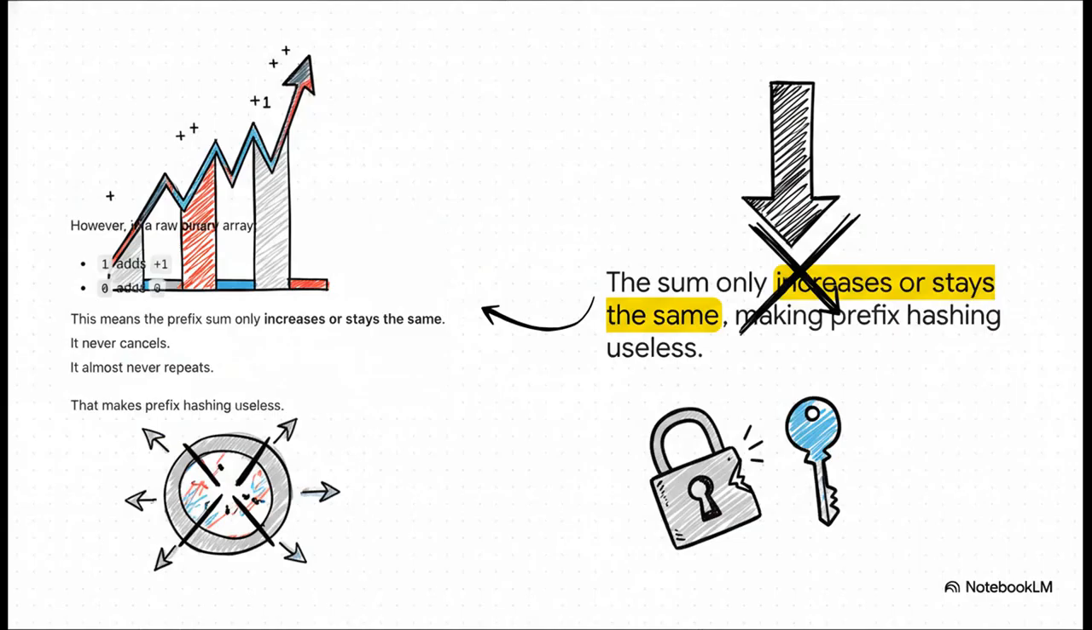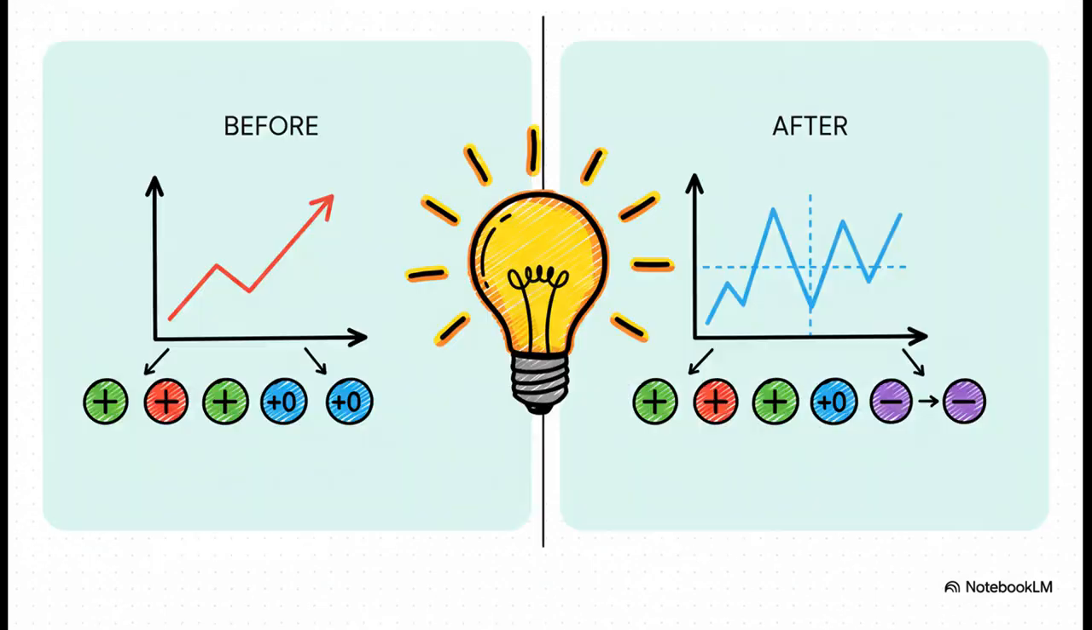Now, check this out, because this is the heart of the whole problem. If we do a normal running sum, where a 1 adds 1 and a 0 adds 0, what happens to our sum? It only ever goes up, or it stays the same. It never comes back down. It never cancels out. So how can you tell when things are balanced? You can't. And this is the breakthrough moment, the aha, the simple switch that changes literally everything.